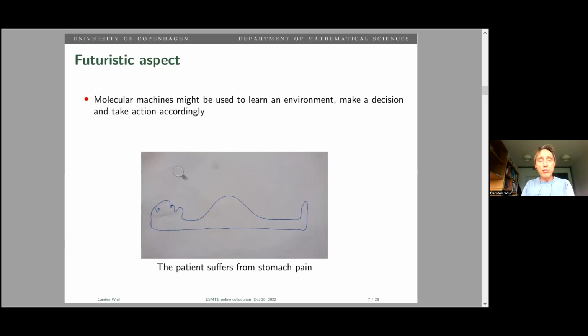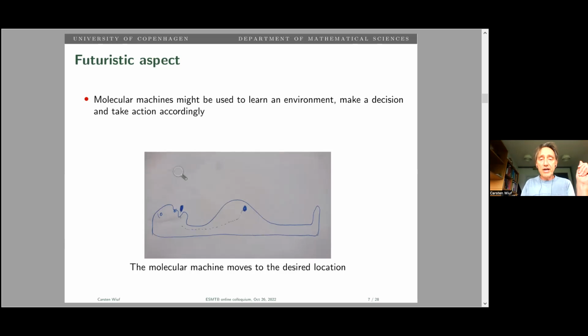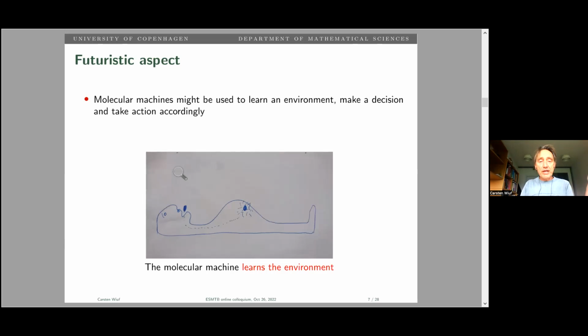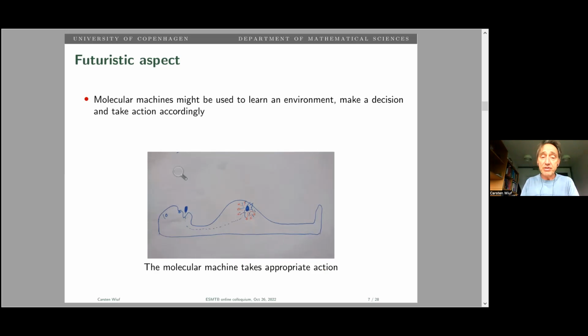So you might imagine a person who suffers from stomach pain. He eats a molecular machine, the little blue one, that goes down his body and finds the desired location. Then it learns the environment, meaning it senses the presence or absence of some molecules, or the concentration of something, or a combination of all of it. Based on what it learns, it takes appropriate action. So it releases some drug if something is present, and a different drug if something is absent, and so on. It might take different decisions according to what it has learned.